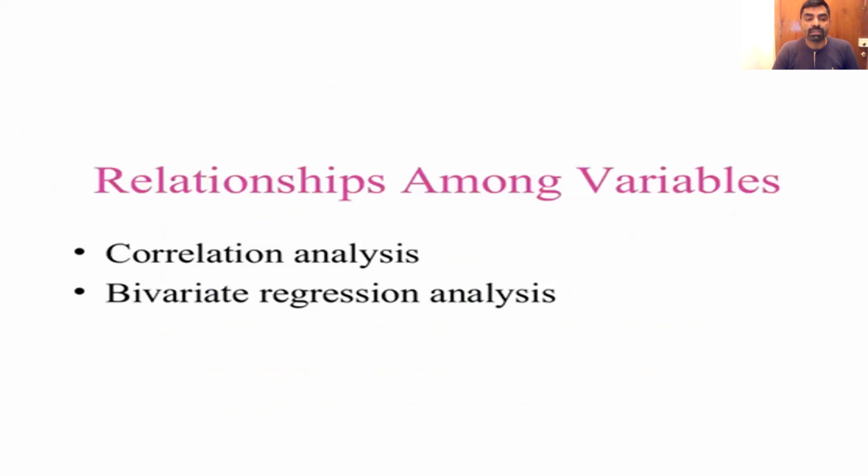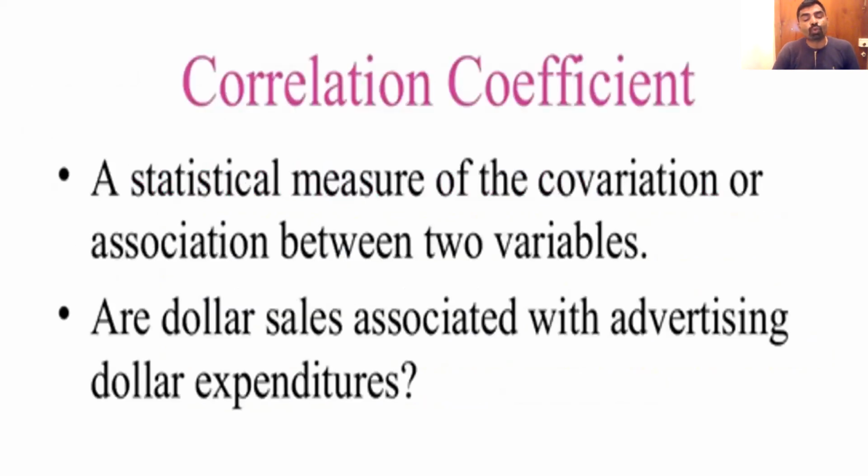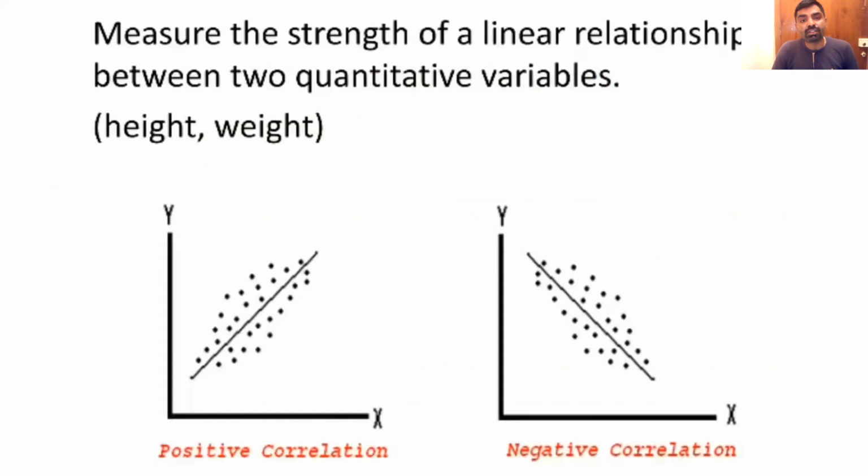Relationships among variables, that is correlation analysis. Second one, bivariate regression analysis. Here, the correlation coefficient is a statistical measure of the covariation or association between two variables. An example is the dollar sales associated with dollar advertising expenditure. Then it measures the strength of a linear relationship between two quantitative, that is numerical, variables. Say, for example, height and weight.